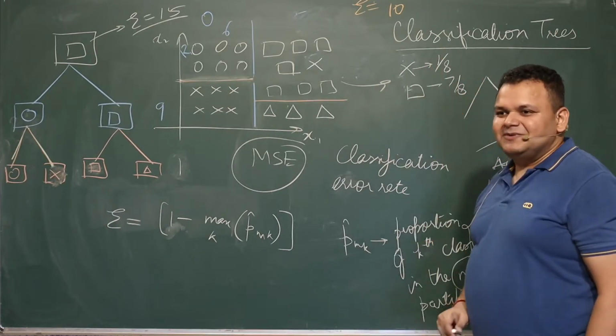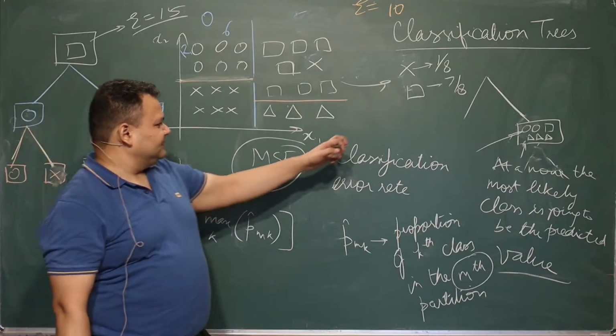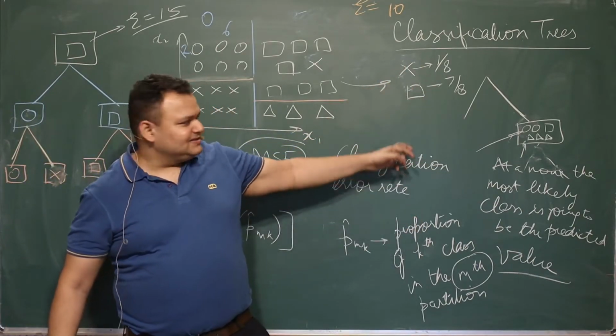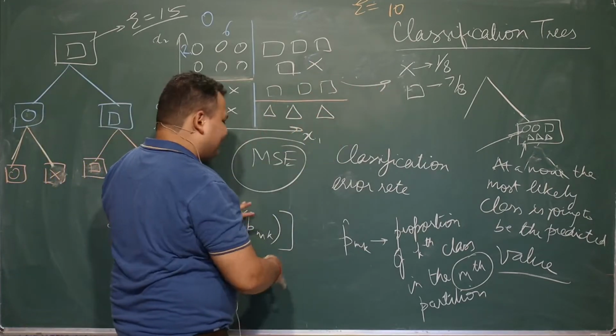Which of these two is the maximum? कौन सा बड़ा है दोनों में से? 7/8. So we are going to do 1 minus 7/8. So it is quite straightforward in this particular case.